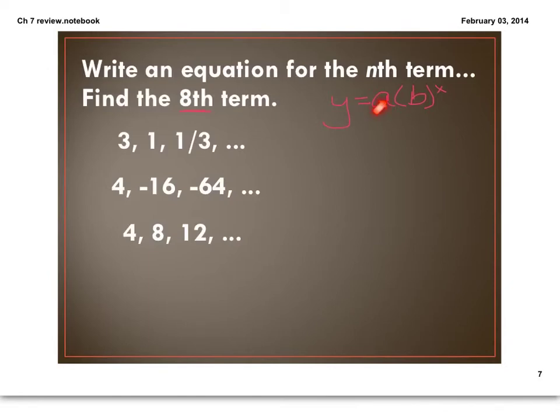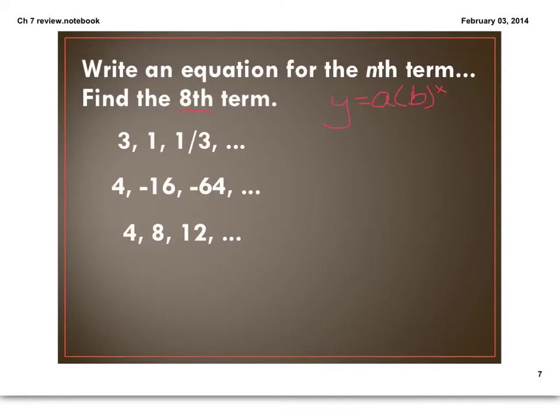A talks about your first term that you see. So here's my first term, 3. B talks about your common factor. So how are the numbers changing? And then x talks about the term you want to find, minus 1.